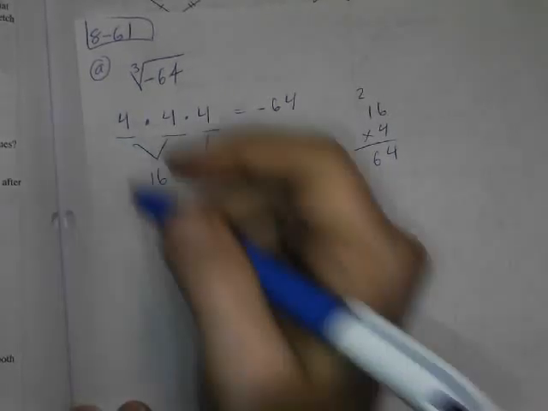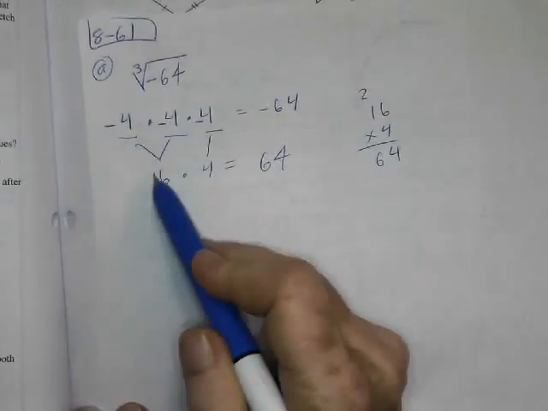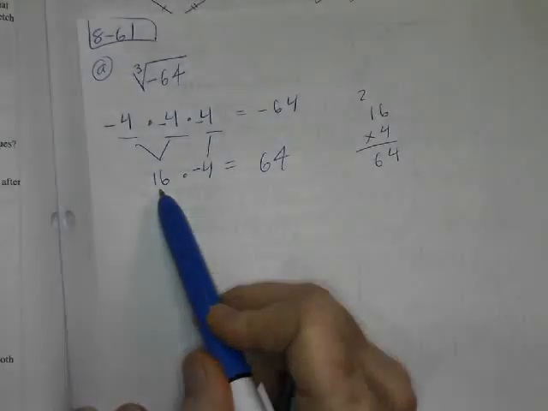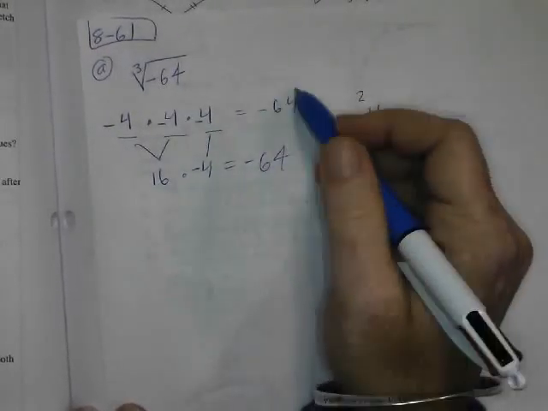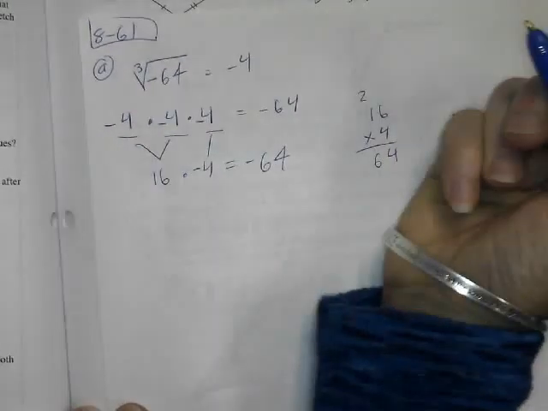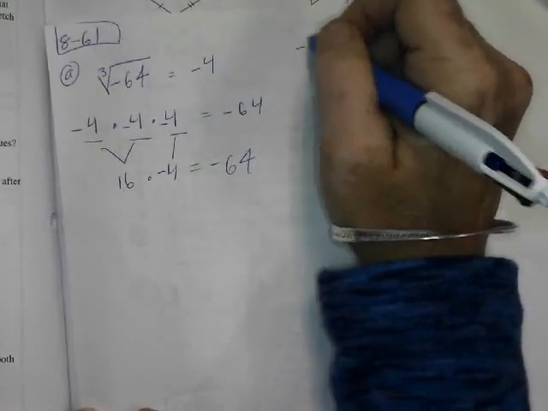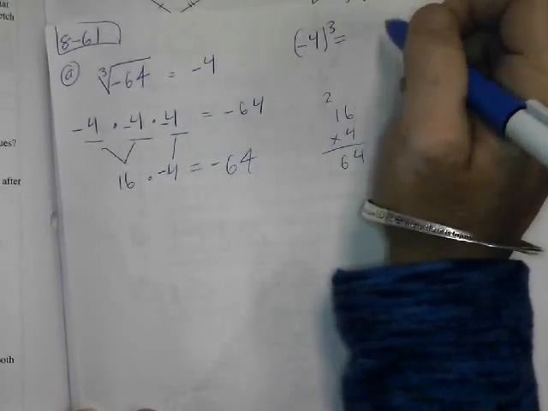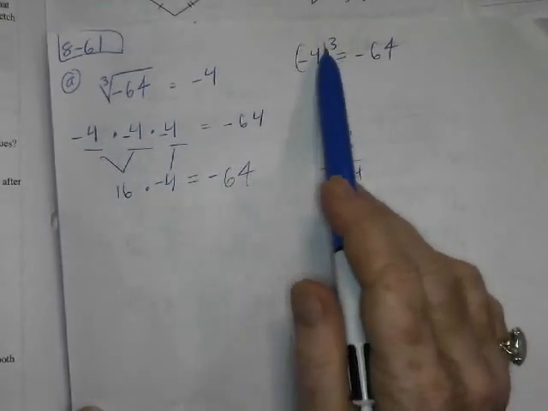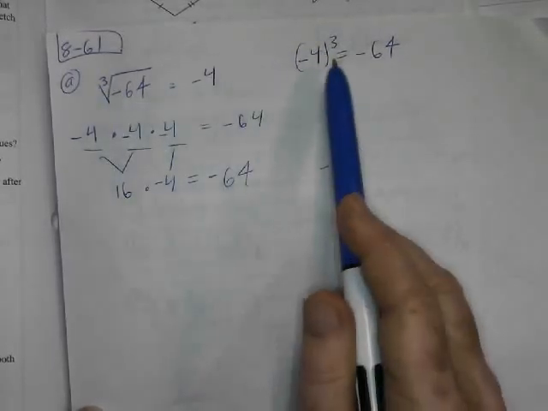Would it be a negative 4 times 4 times 4? Yes. Because negative 4 times negative 4 makes a positive, since a negative times a negative is a positive. But then this one makes it negative. So now I have 16 times negative 4. That's negative 64. So that tells me that the cube root of negative 64 is negative 4. The cube root is kind of the opposite of cubing. So negative 4 cubed equals negative 64. Is that okay? They're kind of opposites, like inverses of each other.